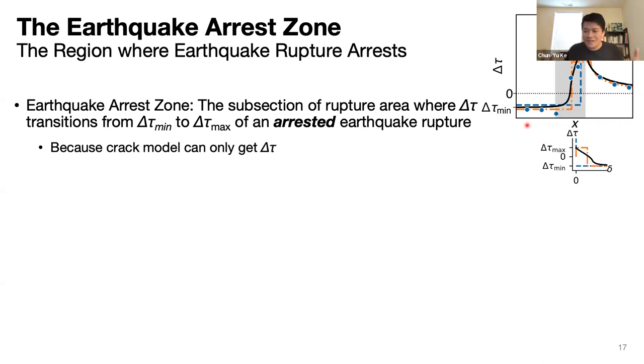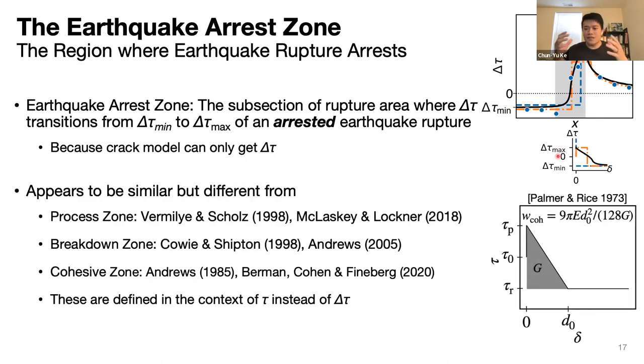Now you might want to ask, how is this different from the friction breakdown zone that Cowie and Scholz 1992 proposed? Well, both this friction breakdown zone and slip weakening friction are defined on the absolute stress, not stress changes. Later studies took the slip weakening friction as the foundation and derived the process zone, breakdown zone, or cohesive zone in these studies with very similar concepts. The width of the cohesive zone can be derived in the context of fracture mechanics, and this is the equation. But one very important note is that all these zones are based on the absolute stress instead of stress changes.